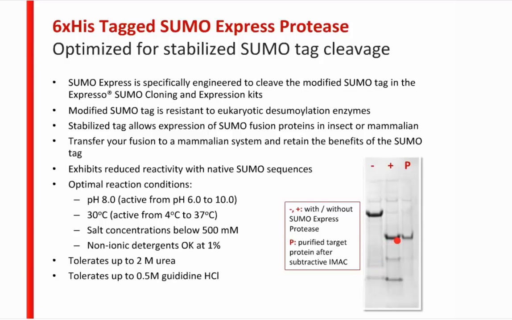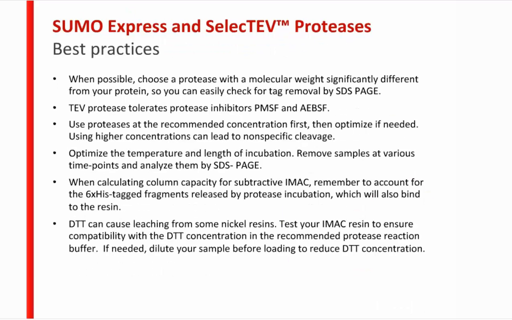Okay, so best practices. When possible, we would advise you to choose a protease with a molecular weight that's significantly different from your protein. That way you can easily check for tag removal by PAGE gel analysis. We also would recommend using proteases at the recommended concentration first and then optimize if needed, because if you go much higher, it can lead to nonspecific cleavage. So you want to watch the time and the amount of protease added fairly carefully, and remove various samples at different time points and analyze them by SDS-PAGE when you're optimizing.